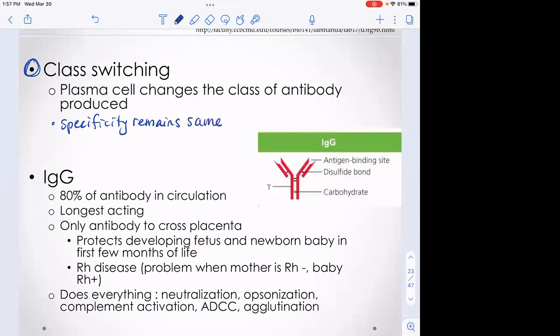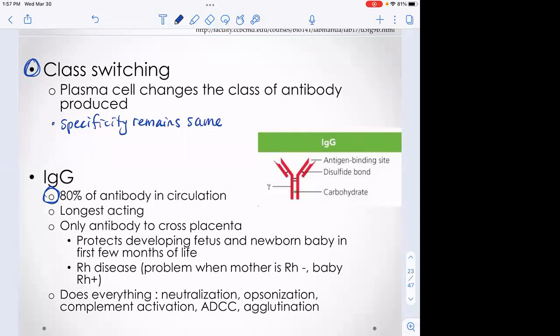Okay, so it's only that stem region, that Fc region, that changes. And most often, it's going to change to an IgG stem from that gamma part of the gene, because most of the antibody in circulation in the blood is going to be IgG. So that's the most famous thing you would want to know about IgG, that it's the most common kind of antibody that we have, partly because it's the longest acting. It seems to stay circulating for longer than other kinds of antibody.